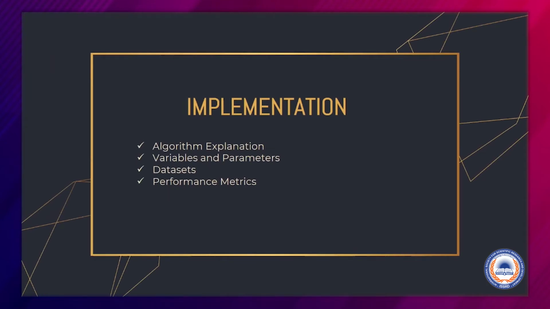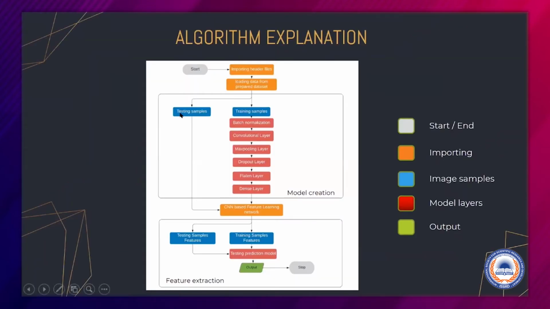Coming to the implementation, which covers the algorithm, variables and parameters, dataset and metrics. This is the algorithmic design that we are following. In the training phase, we applied batch normalization to the training samples. We used a convolutional neural network and max pooling. All of those together were fed to the CNN-based feature learning network. We trained and tested our samples using our model, and finally, the output tells whether the image has such kinds of cells or not.